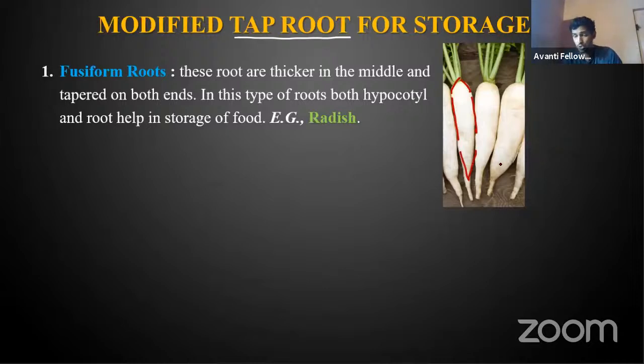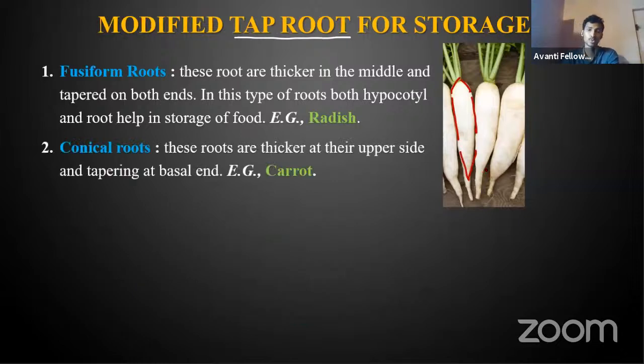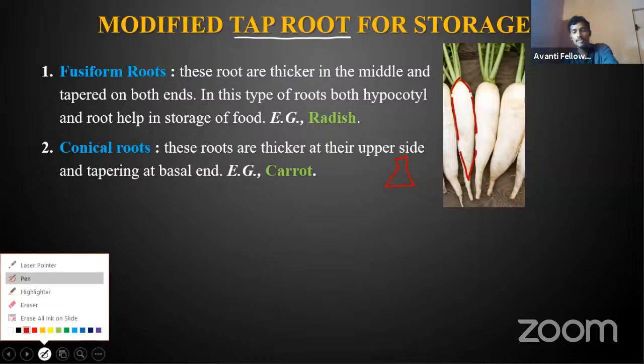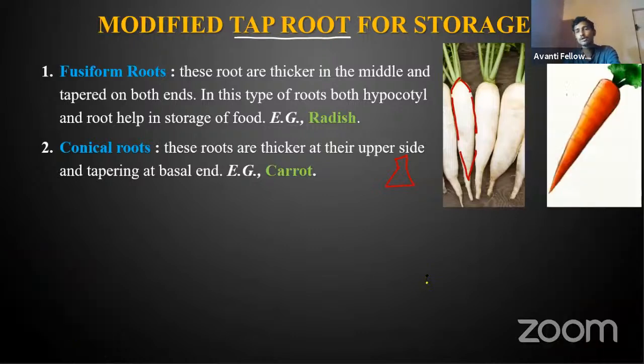This is a kind of modification, and the example is radish. The second one is a conical root. Conical means like a conical flask, you already heard, right? Conical flask means like this, make it upside down. So what are conical roots? These roots are thicker at the upper side and tapering at the lower side. The example is our carrot. If you observe, there will be a flat kind of structure here, and then it goes to a tapering end, right? So we call these kinds of roots conical roots.